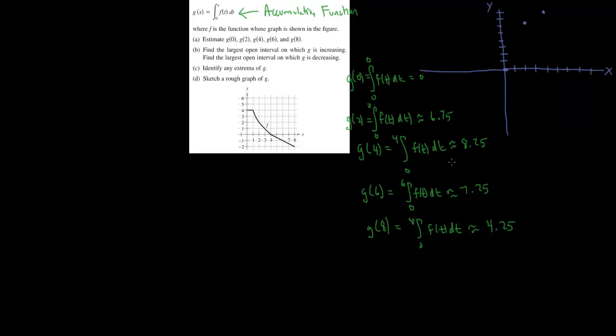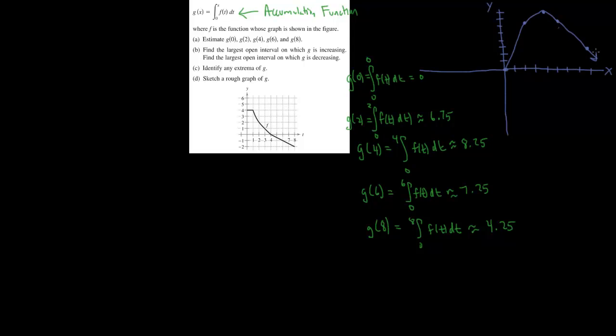And then we have g of 6 was 7.25. Notice now the function has gone down. And then we have g of 8 is 4.25. So what do you notice? If we graph the function, increasing, increasing, oh, now we're decreasing.